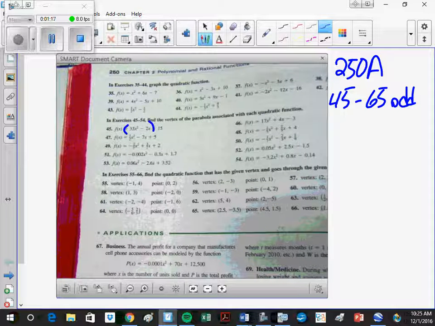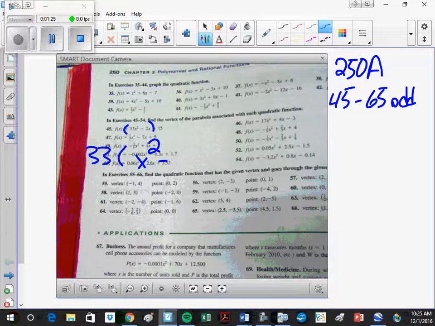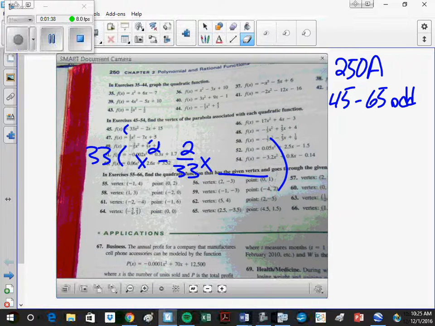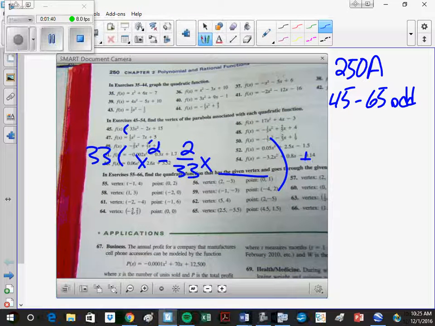So we pull out 33, and I get 33 times the quantity x squared minus, but 33 doesn't go into 2. So it's 2 divided by 33. So 2 over 33, and then x, we leave a space, and that plus, is it a minus 15? Sorry, I can't see. Plus 15 stays on the outside. Does everybody understand why we've done that?